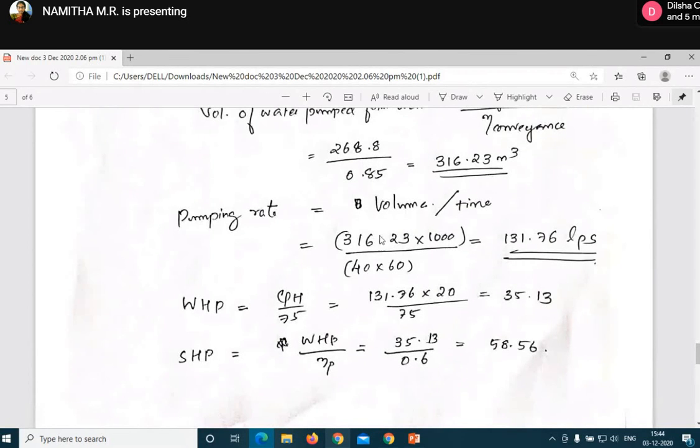Now you can easily calculate the water horsepower. Water horsepower is QH divided by 75. It is 35.13. For shaft horsepower, the pump efficiency is given. So it is 58.56 HP.